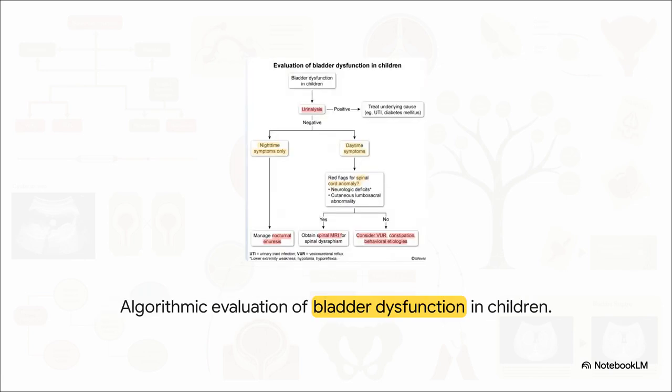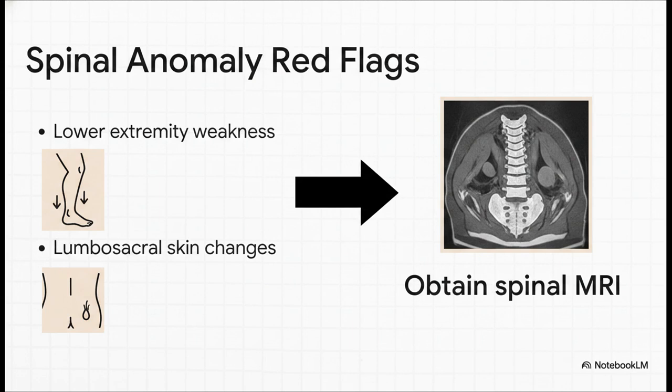stress. The algorithm for evaluating bladder dysfunction strictly separates nighttime from daytime symptoms. If that initial urinalysis is negative and the symptoms happen only at night, you manage it as nocturnal enuresis. But daytime symptoms, those require a deeper dive to evaluate for underlying structural or neurologic etiologies. Be on high alert for red flags indicating a spinal cord anomaly. If you see neurologic deficits, like lower extremity weakness, or lumbosacral cutaneous abnormalities, like a hair tuft or a dimple, those mandate a spinal MRI to evaluate for spinal dysraphism.